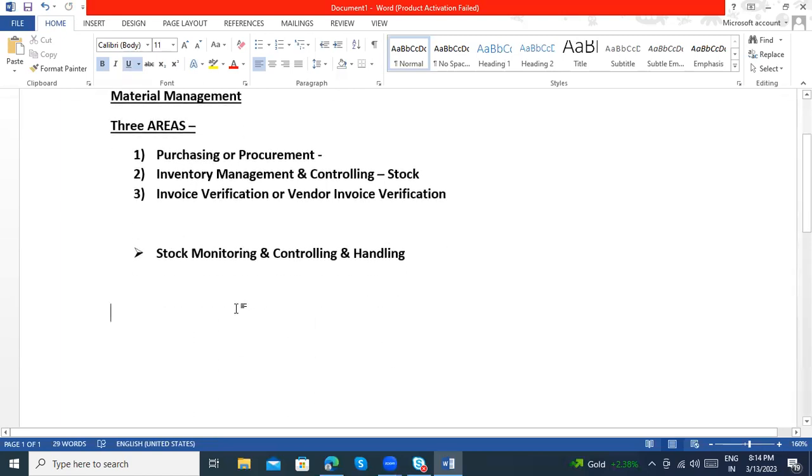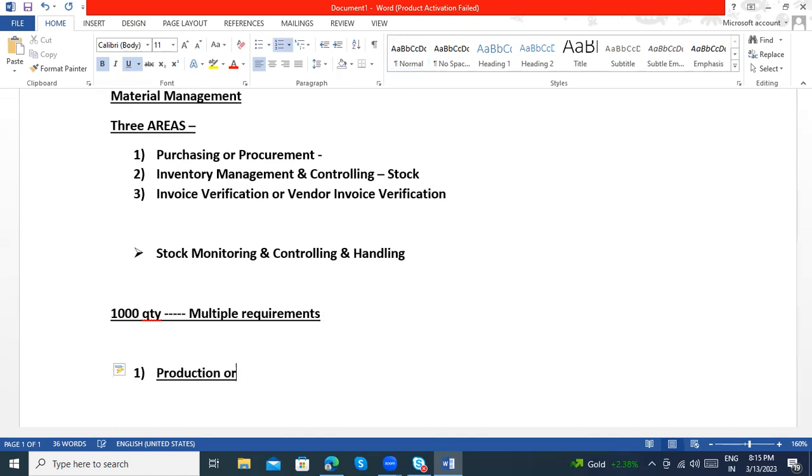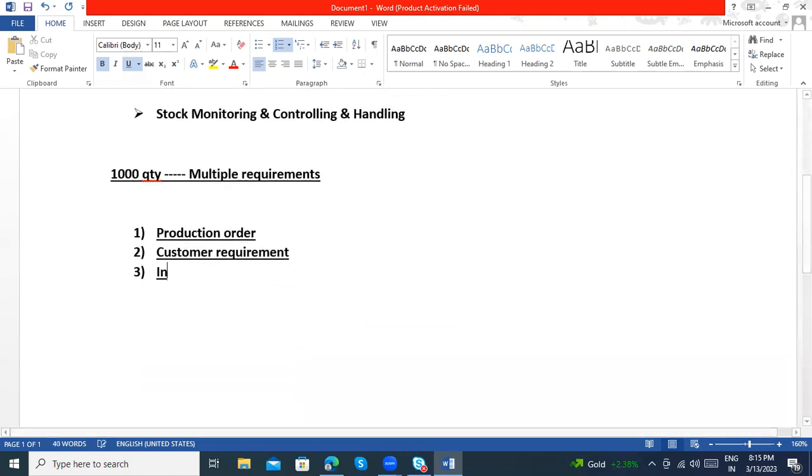Other than this, suppose I got some requirements, maybe customer requirements or production requirements. I have 1,000 stock, and I have multiple requirements. One requirement is from a production order. The second requirement is from a customer. And the third requirement is from some internal cost center.